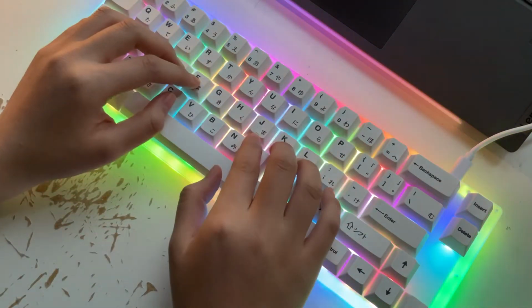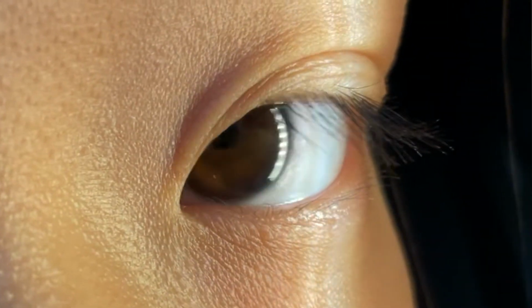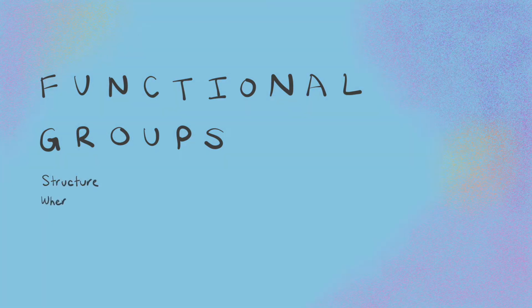Have you ever wondered what helps us move our body, determine the color of our eyes, how we maintain body heat? All of these processes are done with the help of functional groups. Today we'll talk about the structure of functional groups, where they are found, and their effects on cellular functions.